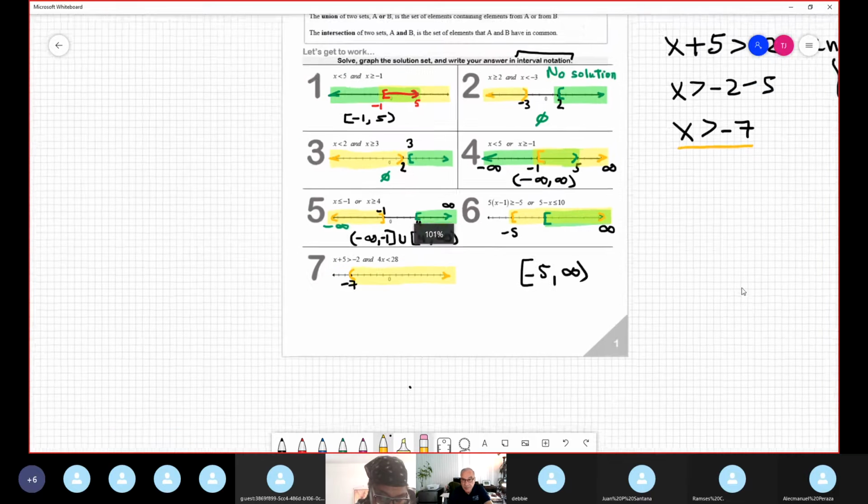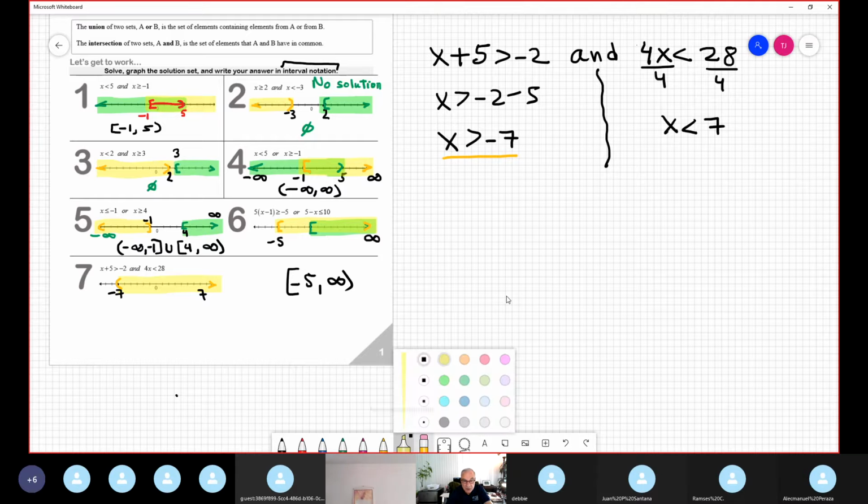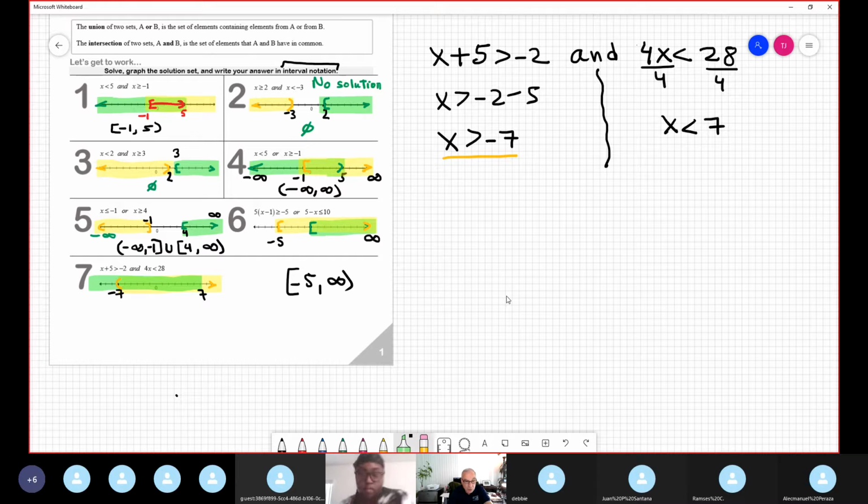Now, the second part is x less than 7. We see 7: 1, 2, 3, 4, 5, 6, 7. Less than is in the opposite direction, to the left, until 7. Does it include 7? No. Then it is AND, and AND means intersection. It is the interval in which both inequalities overlap. It is obvious that it is from negative 7 to positive 7, the common part that both intervals share.